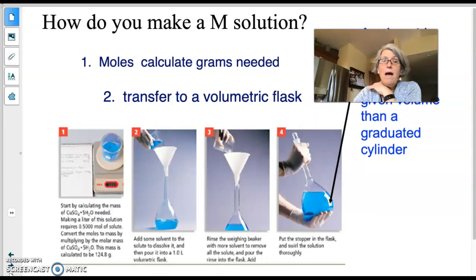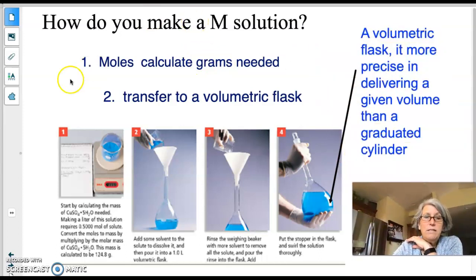Okay, so how do you make a molar solution? Well, you would need to calculate how many moles you would need. So if you know the moles, you'd have to figure out how many grams that's related to, and you'd weigh out that certain amount of salt. You then transfer it into this thing that's called a volumetric flask, and it is a lot more precise than a graduated cylinder.